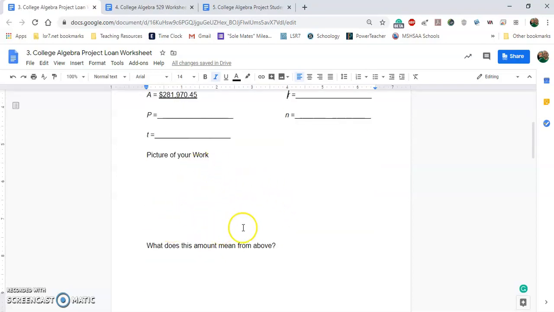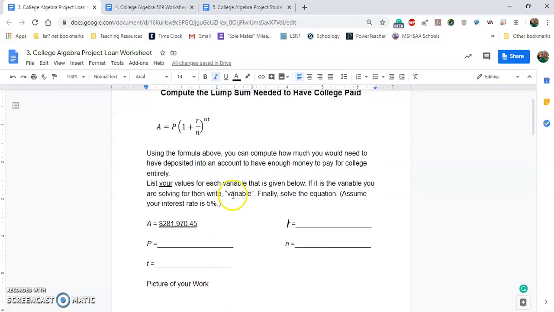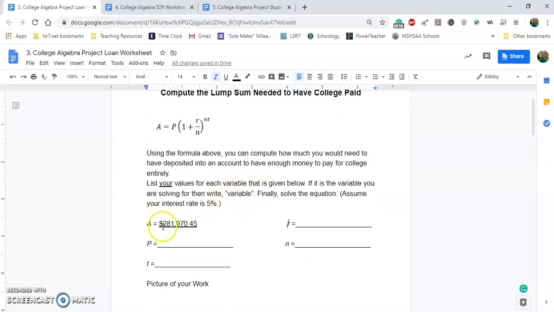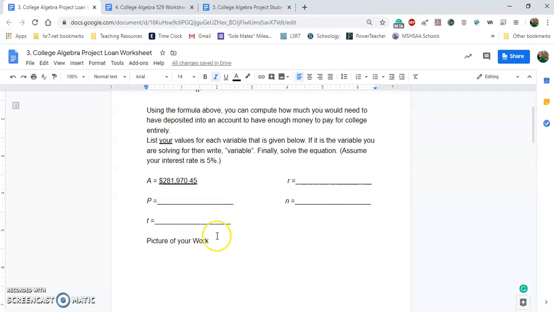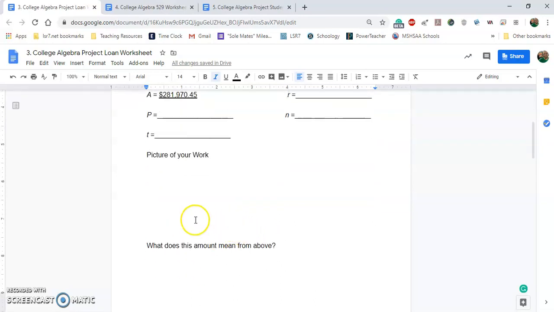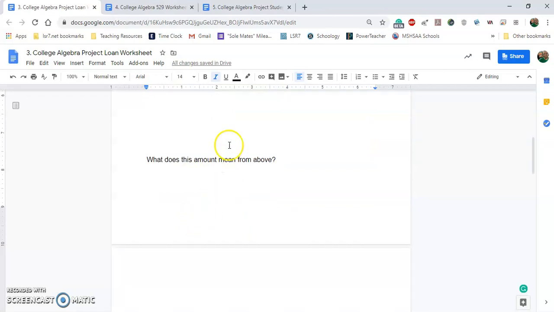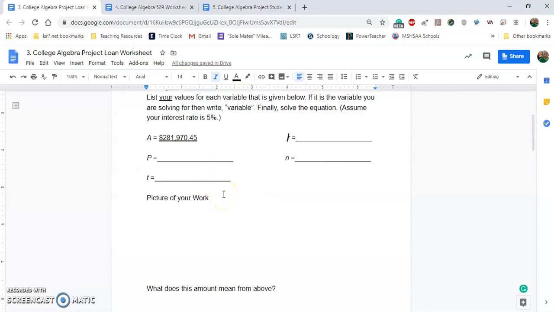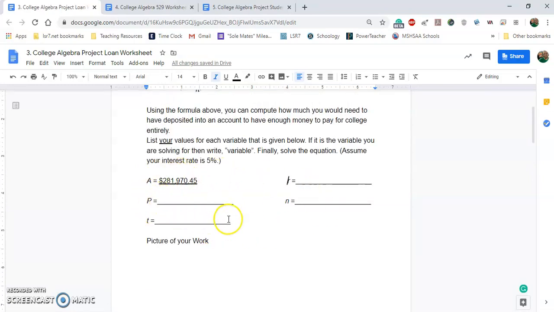This space here is for your work. You are solving for a particular variable. It says write the word variable in the spot that you're trying to solve for, so go ahead and do that now. After you get done with that, you'll find the amount. You'll find this number here. That number will tell you what is represented by the variable here.